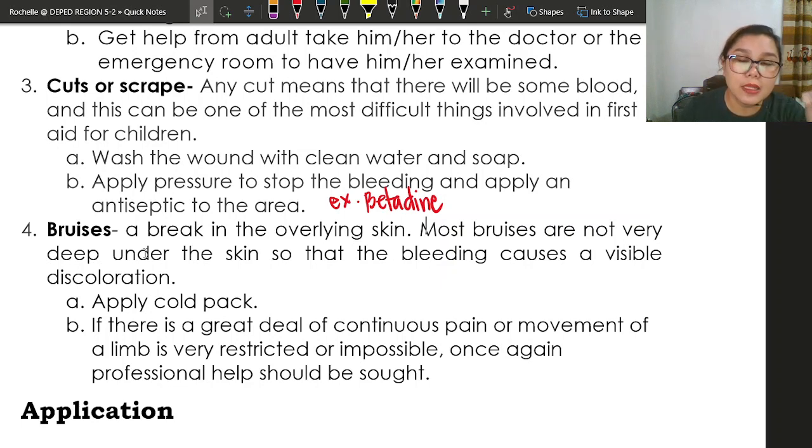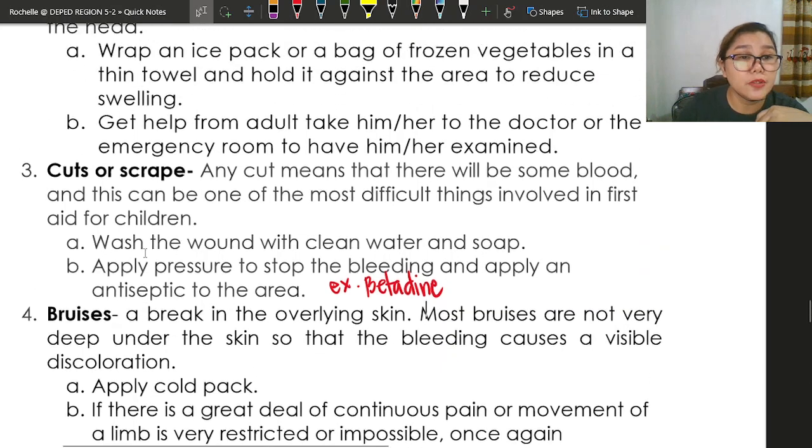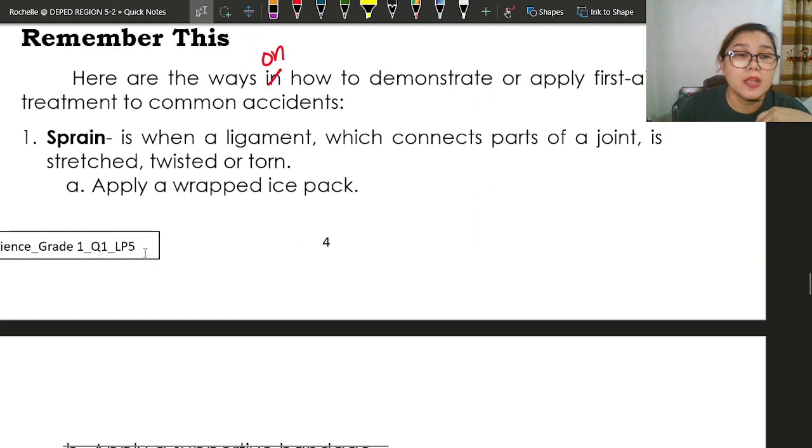And then, habang patagal niya, naging violet. And then, soon it will be none. There will be none. So, hindi na siya magiging visible sa skin. So, that's it. So what are the common accidents?